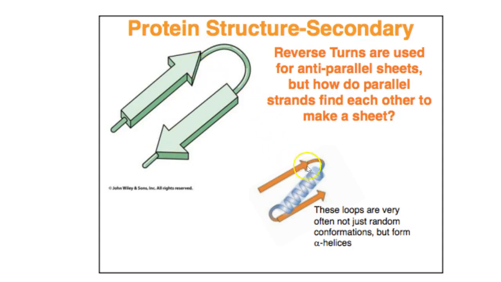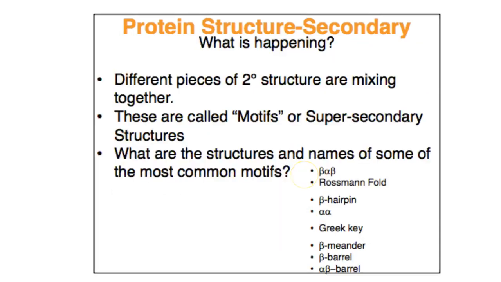And so in order to have this head to head connection of this sort, you have to have in between an alpha helix, and then from there you can have two of the beta sheets that are connected. And so having different pieces of secondary structure, this mixing is called motifs, or super secondary structures. And some common names of these motifs are found right here.